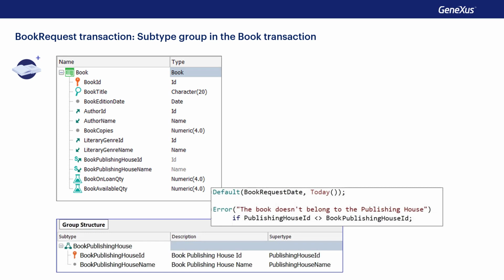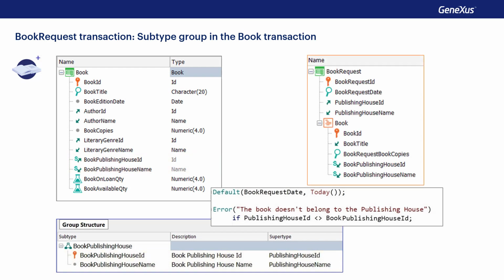Okay, we could look at the book transaction and define the subtype group there. What's gained with this? That there is no reference conflict in the book request transaction. But we must keep in mind that if there are queries already defined on book, for example, a book catalog, they will have to be updated because the names of some attributes have been changed.